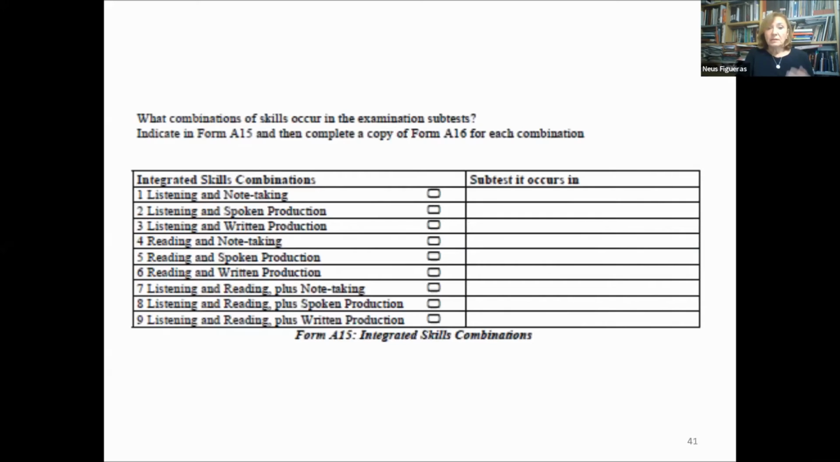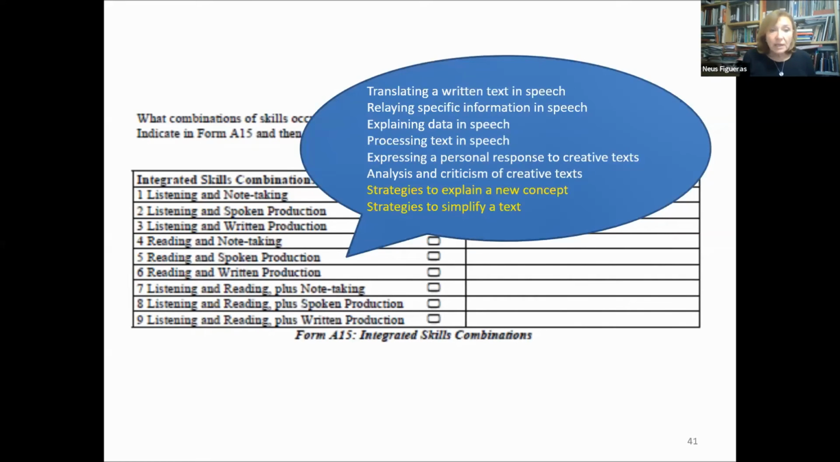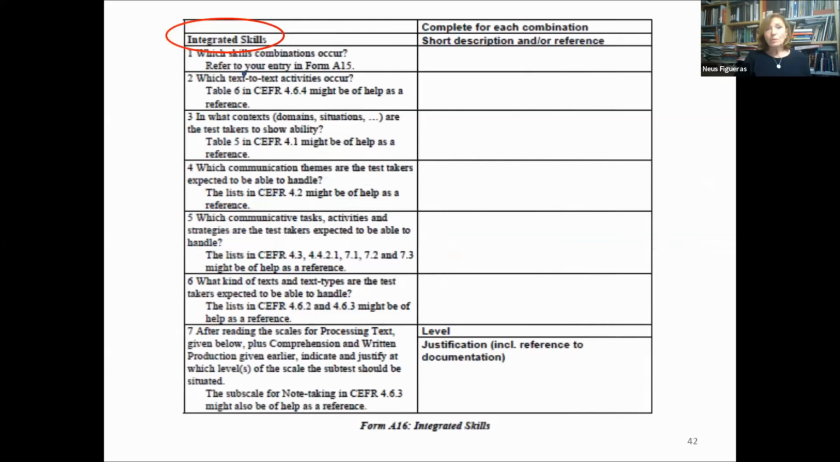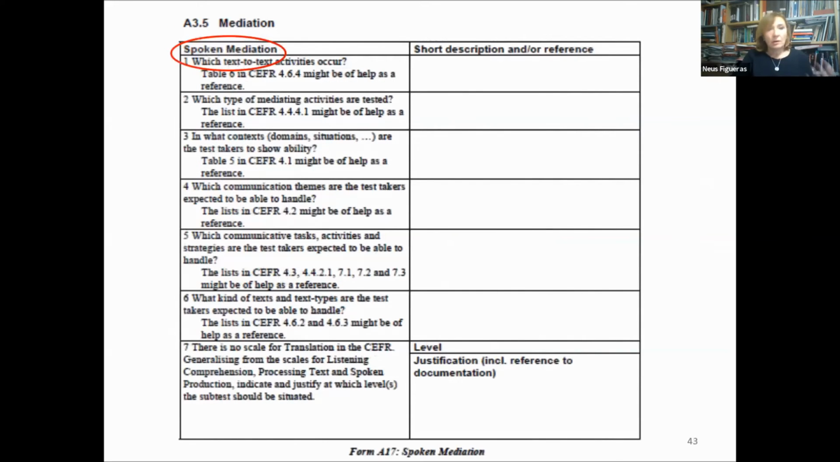Another example, this Form A15 on integrated skills. All the headings that you can see here on integrated skills, on possible combinations, will need to be redrafted because we're not talking about reading and spoken production. We talk about translating a written text in speech or relaying specific information in speech, etc. I'm not going to dwell too long on this. You can have a look at the PowerPoint slides when they are uploaded, but also any attempt at using the manual forms with the CEFR on your left and the companion volume on your right will show you issues like this and situations like this. I'm not saying that this is a terrible problem, but this is something that needs to be addressed. And the same will happen with forms A16 on integrated skills or A17 on spoken mediation.